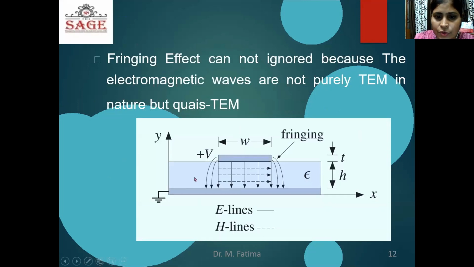This diagram is showing the electric and magnetic fields of the microstrip line. The electric field is from inner conductor to the ground planes, and the field you can see here, these fields are fringing out. Because of this, the effective width of this inner conductor increases from the width of W. T is the thickness of the inner conductor. H is the distance between the ground plane and the inner conductor. Epsilon is the permittivity of this substrate.